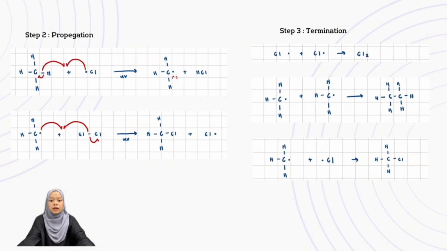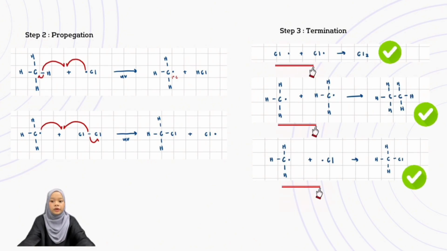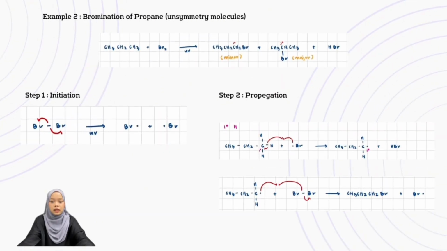This chlorine radical will react with another methane molecule and the whole propagation process is repeated infinitely. That's why we need the last step, which is the termination step, which can break the infinite loop. In this step, all the free radicals are removed by combining two free radicals, because two unpaired electrons will form a stable covalent bond. Thus, the bromination of propane is just like the chlorination of methane.